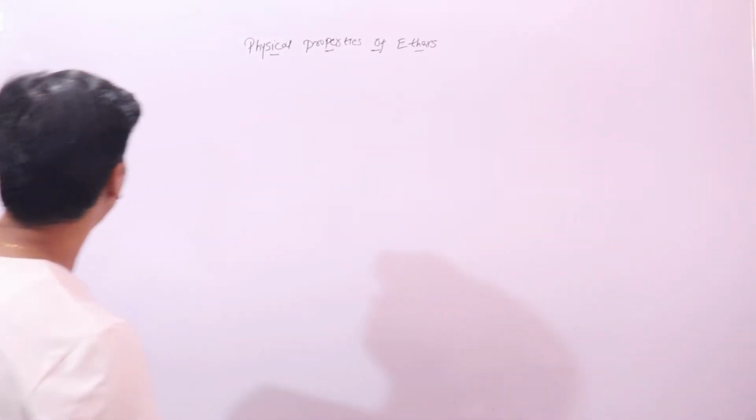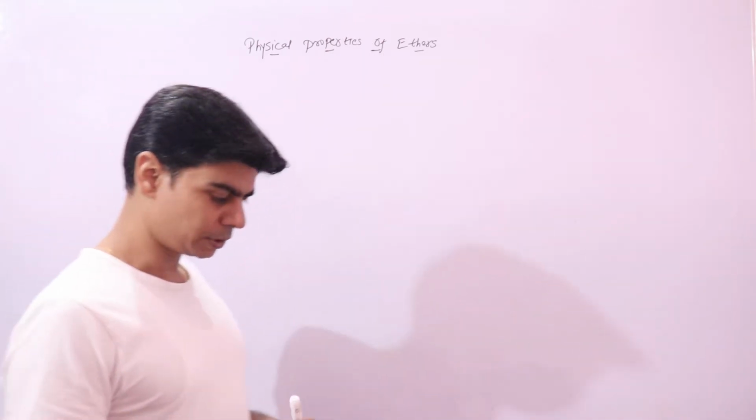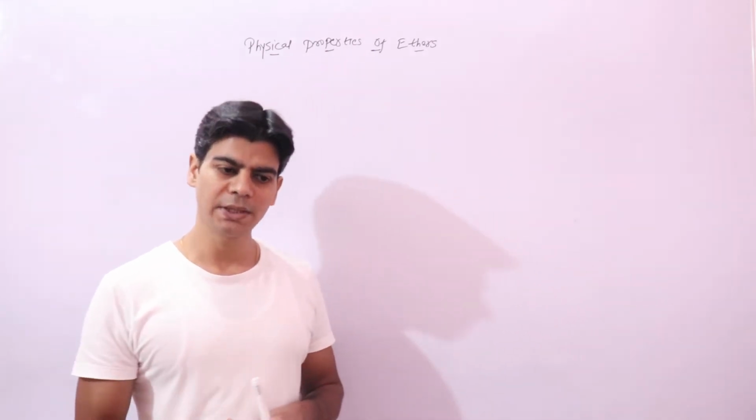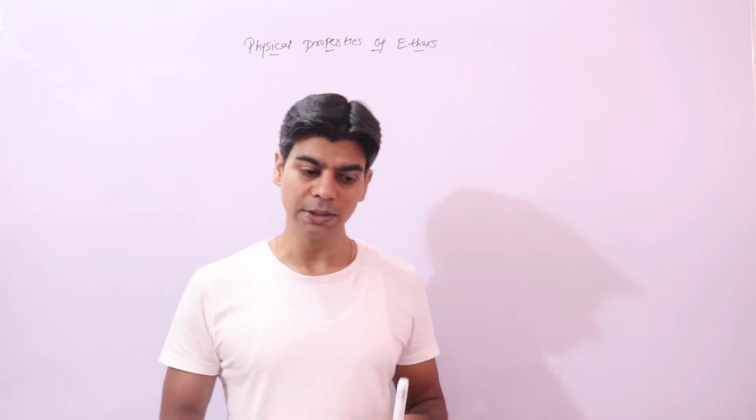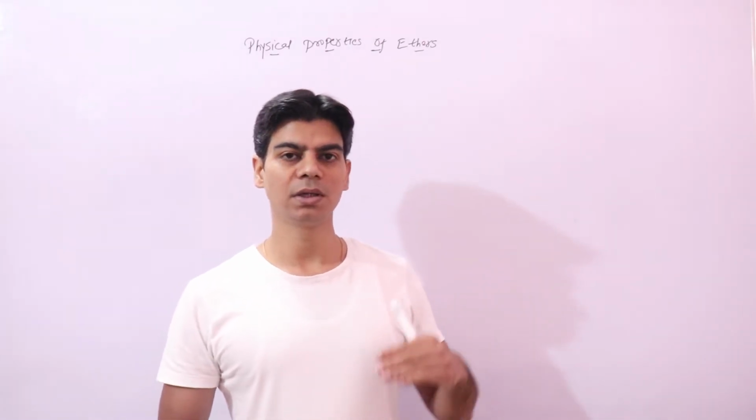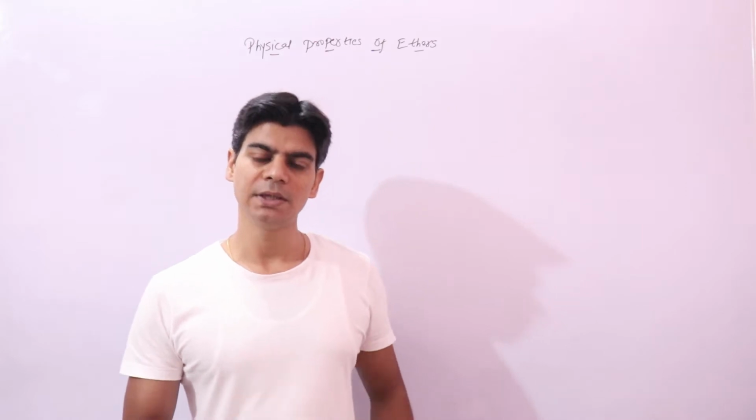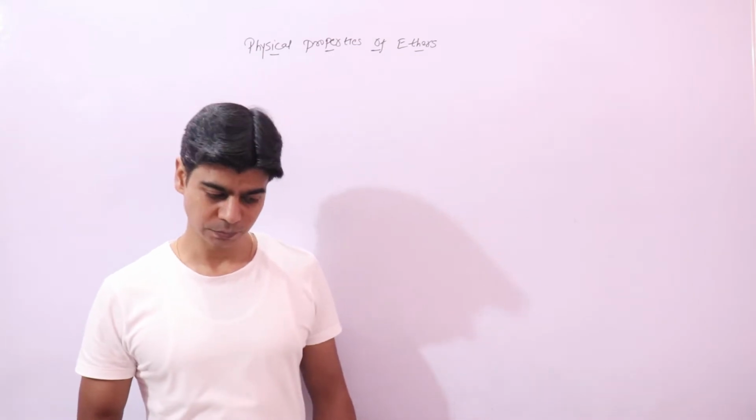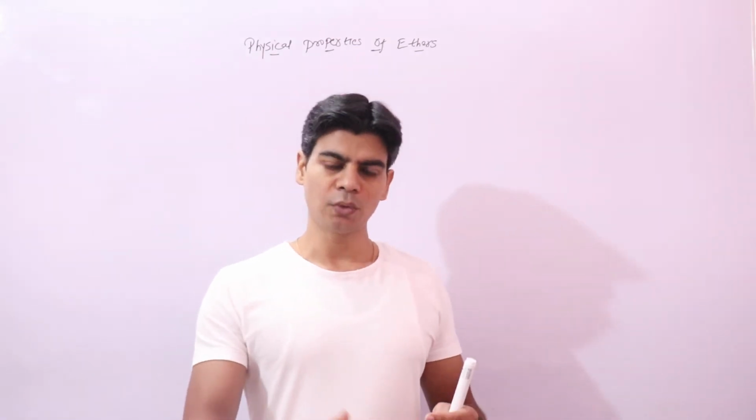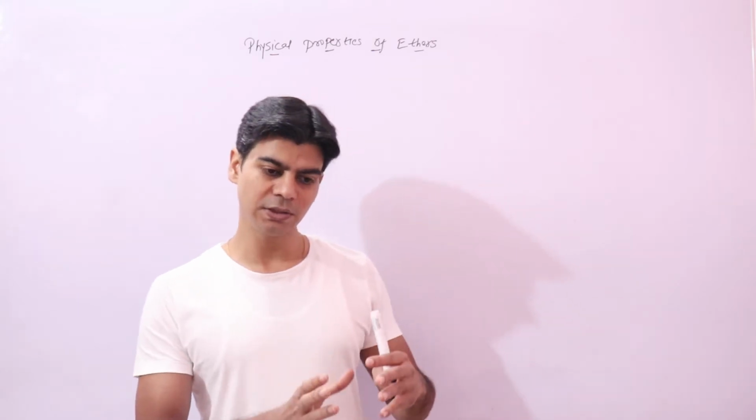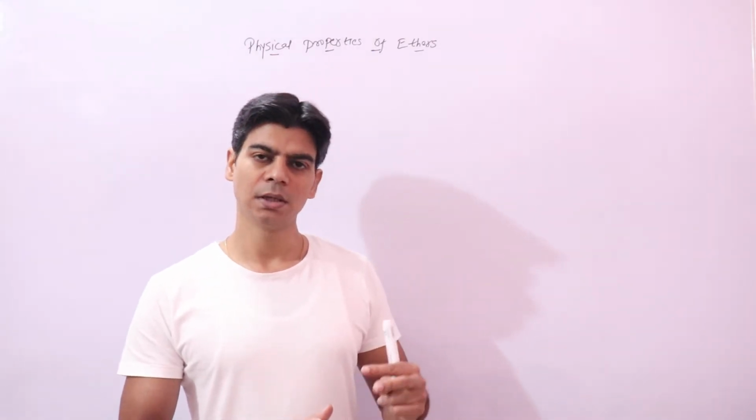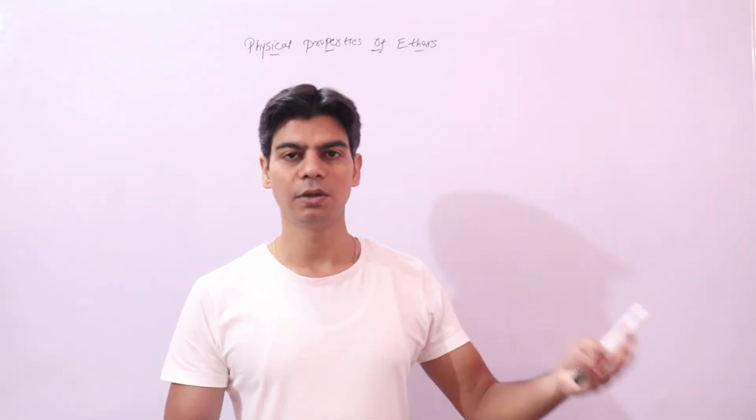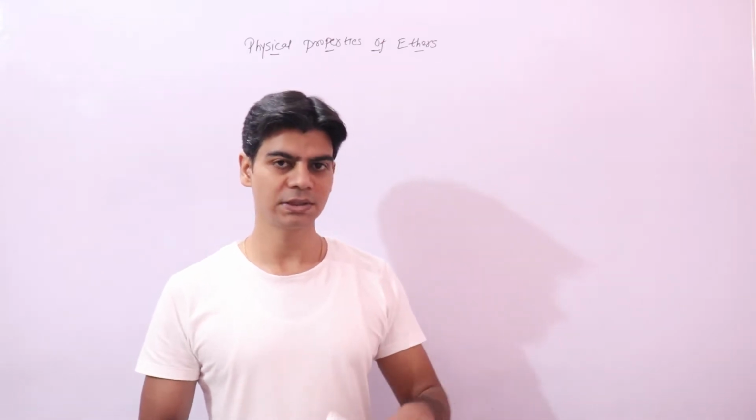Generally, in physical properties, we study the physical state, whether the given organic compound exists as solid, liquid or gas, and how this physical state varies with molecular mass. Then we study color and odor. Then we look at the density, and how the density of organic compounds varies with molecular mass. We know that with increasing molecular mass, density increases.